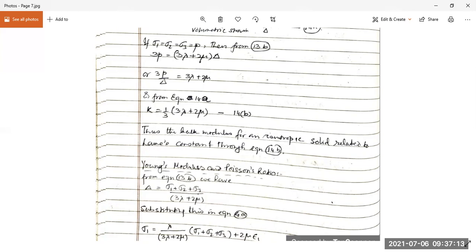Now, if we put this value of delta in equation 4a, that is, substitute this value of delta in equation 4a, which has the formation sigma 1 equals lambda into delta plus 2 into mu into epsilon 1. Then in place of delta, if you put, it will take this particular form. Sigma 1 is equal to lambda divided by 3 into lambda plus 2 into mu multiplied by sigma 1 plus sigma 2 plus sigma 3, plus 2 into mu into epsilon 1 itself.